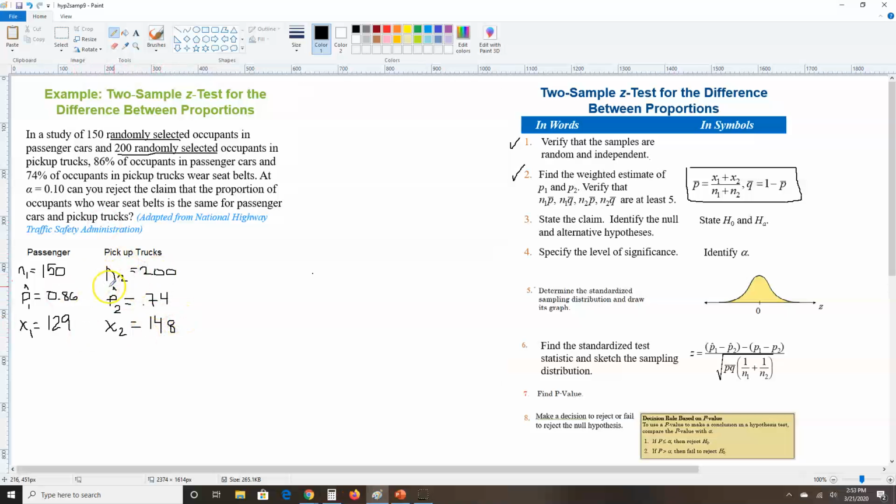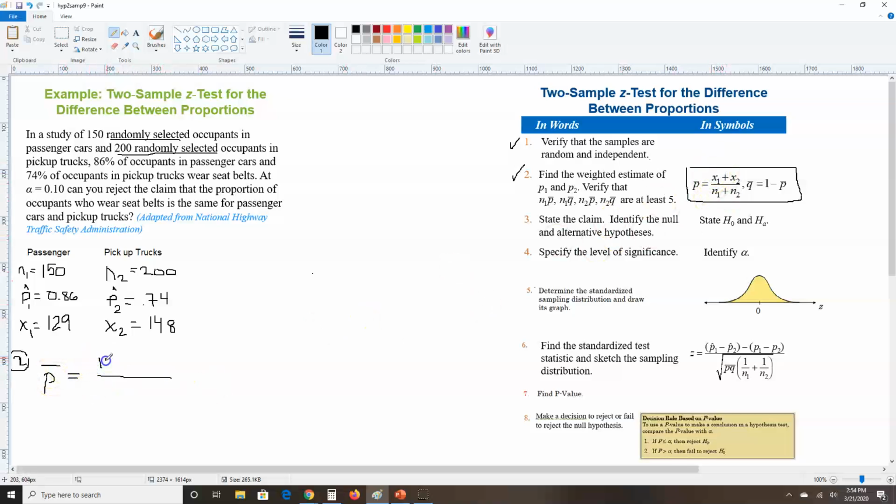Okay, so I need this information so I can plug in. So now we're going to plug in. I'm doing step number 2 right now. All of this is information I need to extract from the word problem so I can do step 2. And what are we going to find in step 2? We're going to find something called P bar, which is the same thing as the weighted estimate of P1 and P2. So I'm going to plug into this formula.